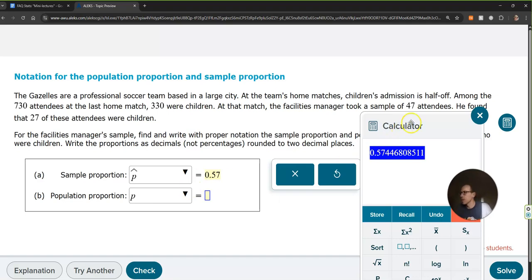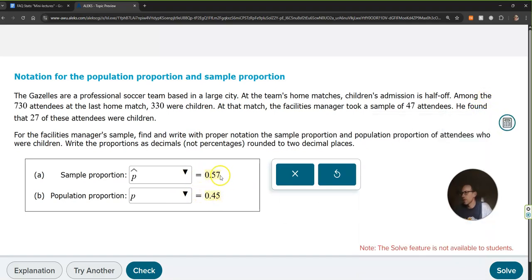And then the population, we have 330 out of 730, which would give us 0.45. There we go. And you might wonder, how are these two connected?